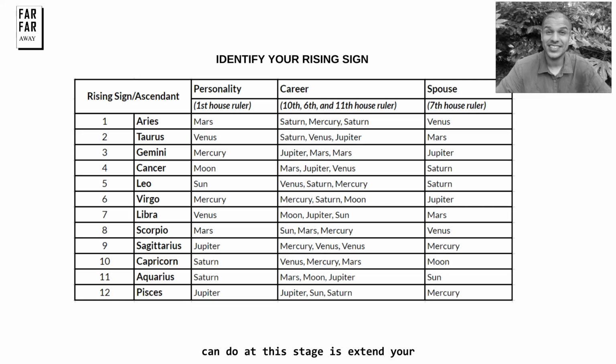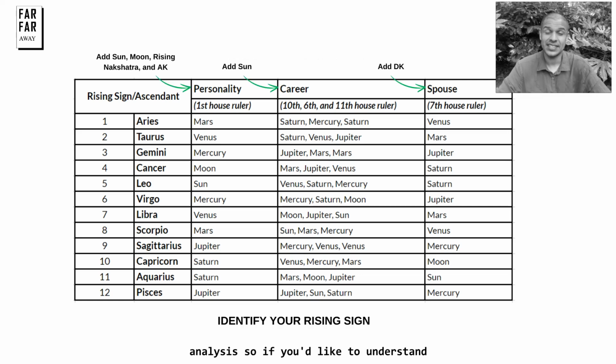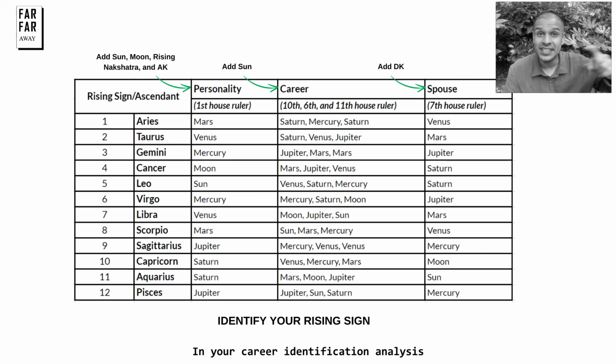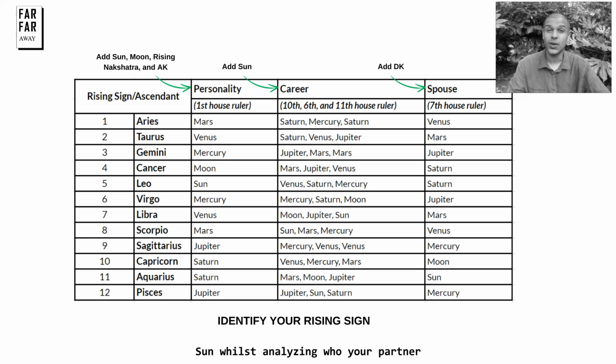What you can do at this stage is extend your analysis. If you'd like to understand your personality more minutely, you can also take into account the position of Sun and Moon, also take into account your rising Nakshatra and the Atmakaraka, the planet holding the highest degree. In your career identification analysis, please take into account the position of Sun. Whilst analyzing who your partner might be, please take into account the Darakaraka too, the planet holding the lowest degree in your chart outside of Rahu and Ketu.